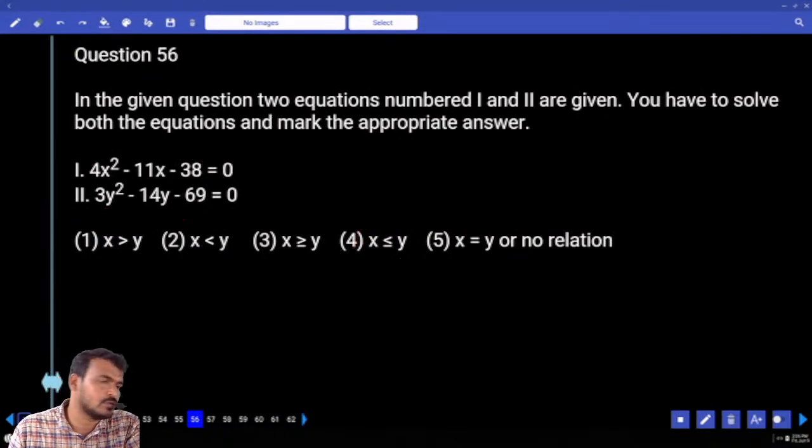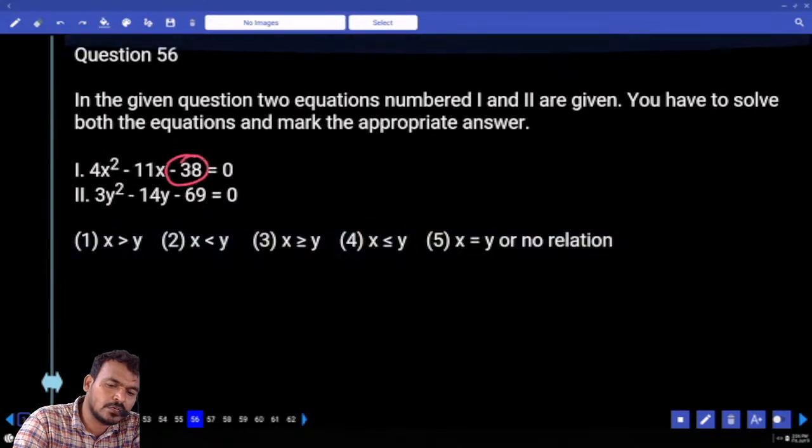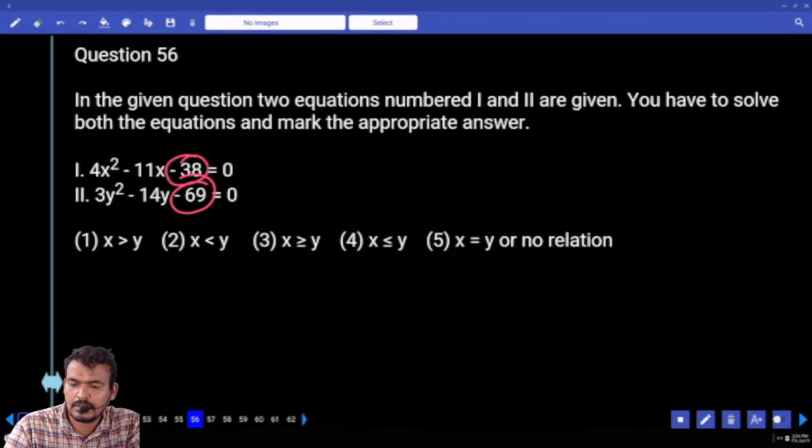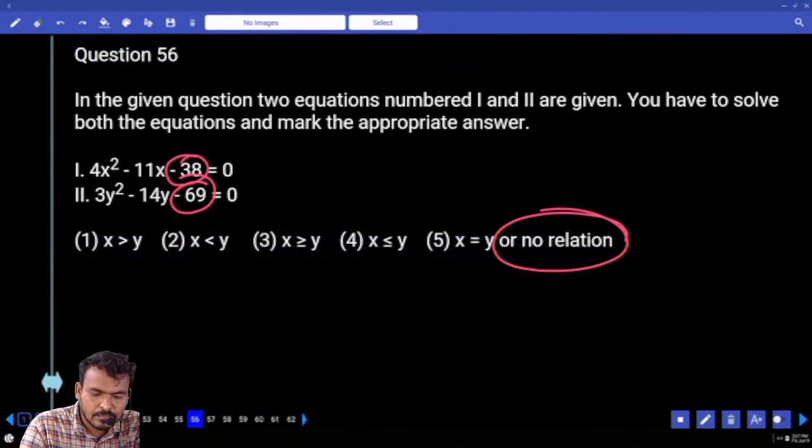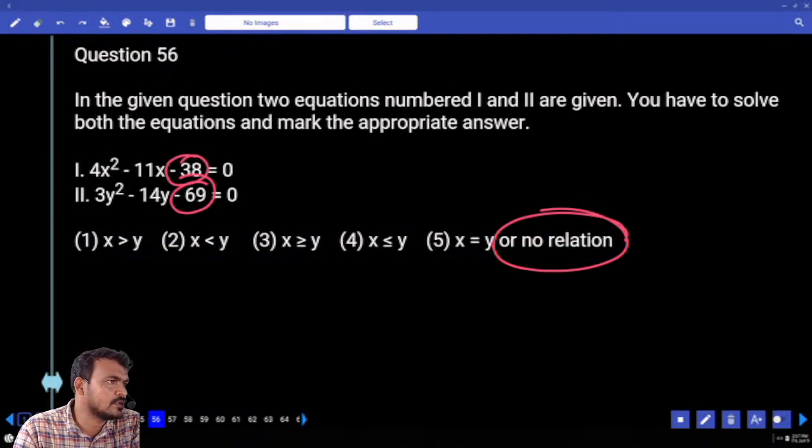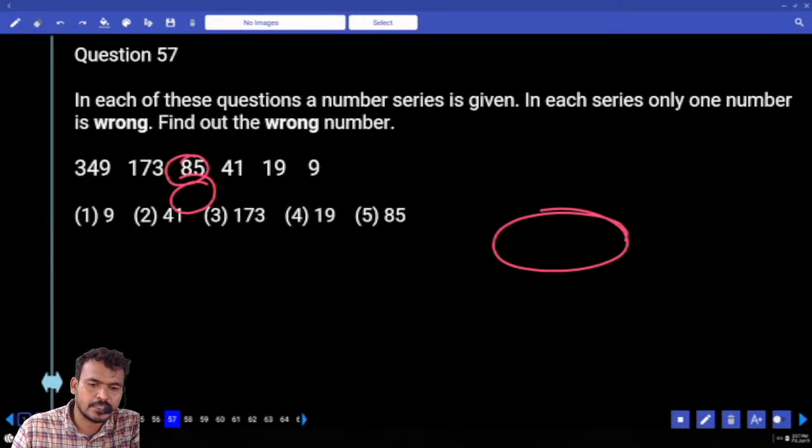56. I think free question, or not? Both the equations' constant terms are negative. What is the answer? No relation, or not? Both the equations' constant terms are negative, then directly we write no relation. 57.